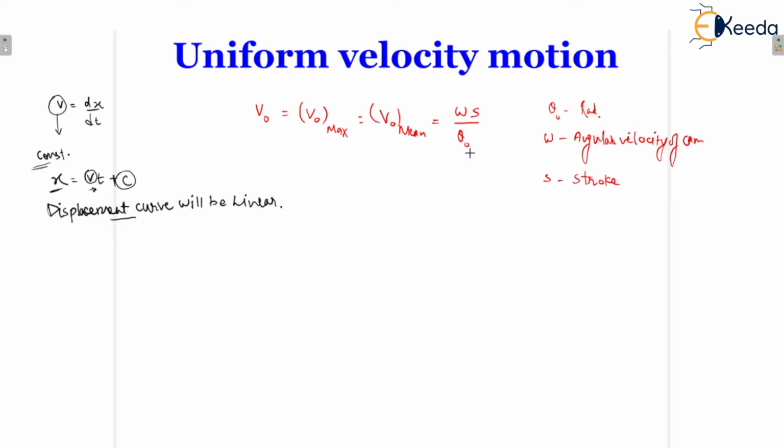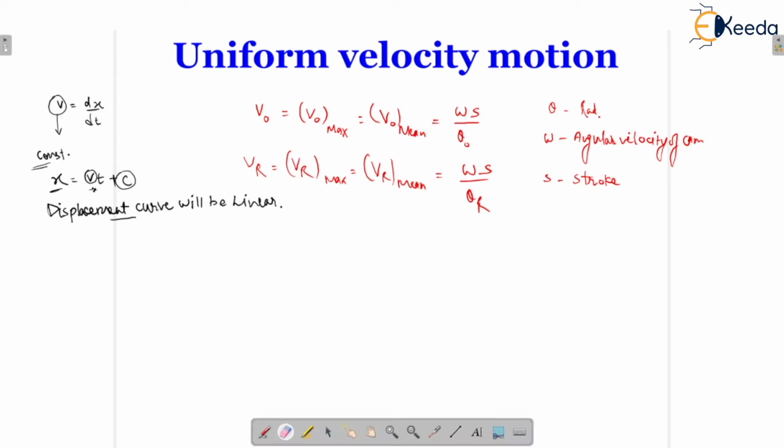And what would be the velocity during return stroke? So Vr means at any situation, at any condition, and at any angle of the cam, the velocity of the follower during the return stroke, that would be Vr equal to Vr maximum. That would be the same value as the mean. So that would be omega s upon theta r, where theta r is the return stroke angle of the cam. Okay, and let me draw the diagram.